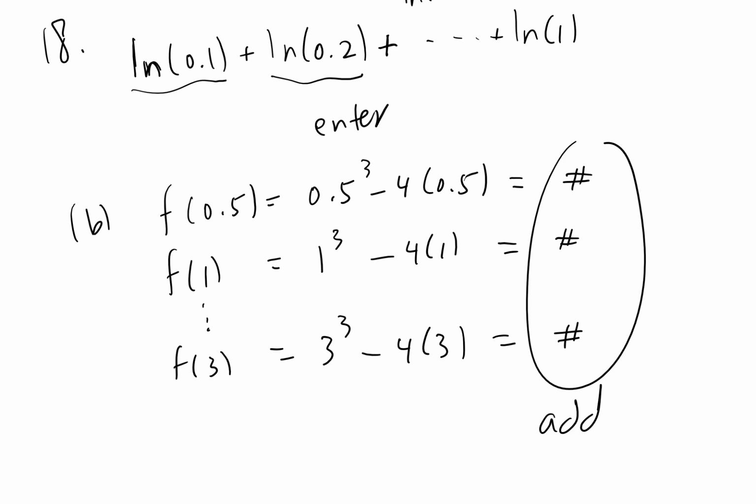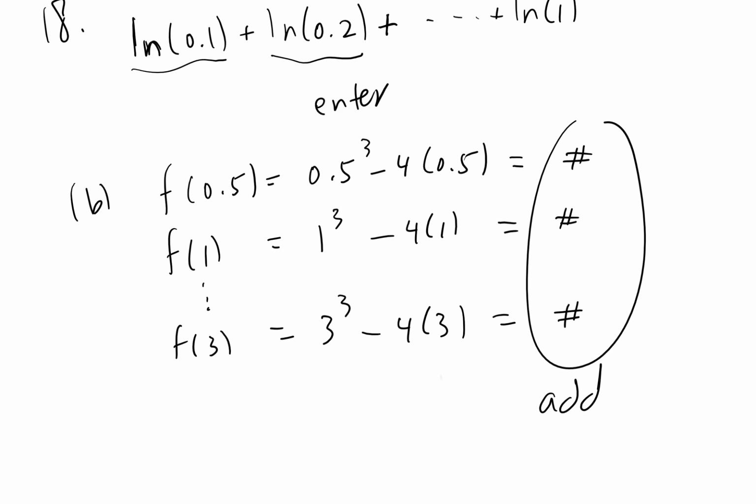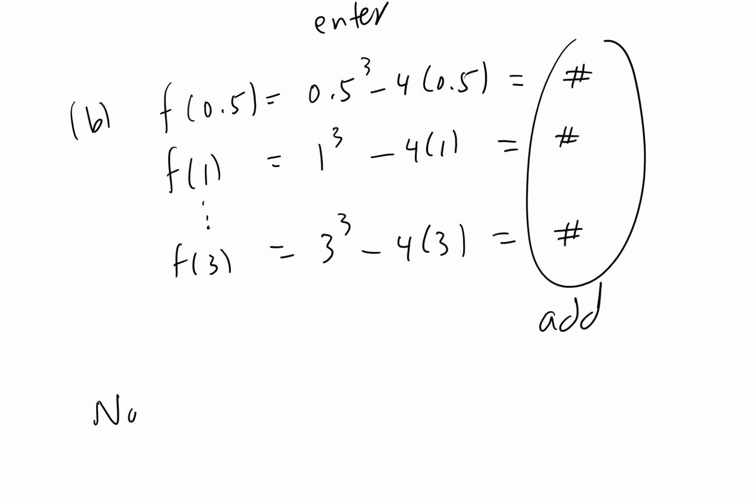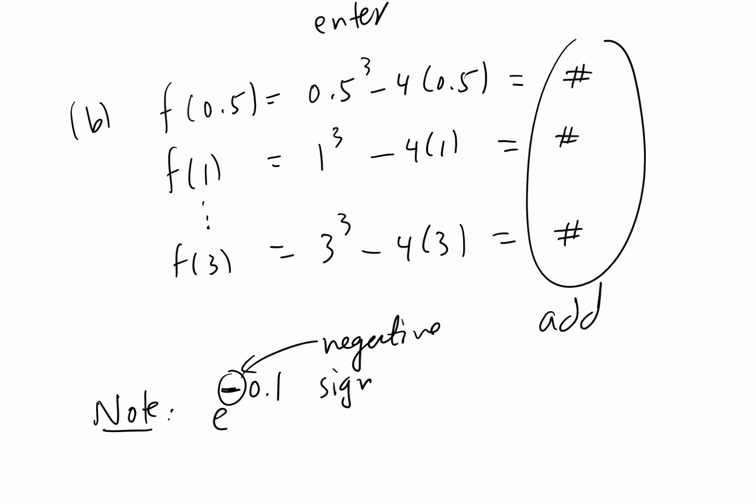Now one important thing to note: when you do e to the negative 0.1, this is a negative sign, not a minus sign. What does that mean? The calculator has two small icons, one like this and one like that. This is the negative sign, not the first one, but the one wrapped with parentheses.